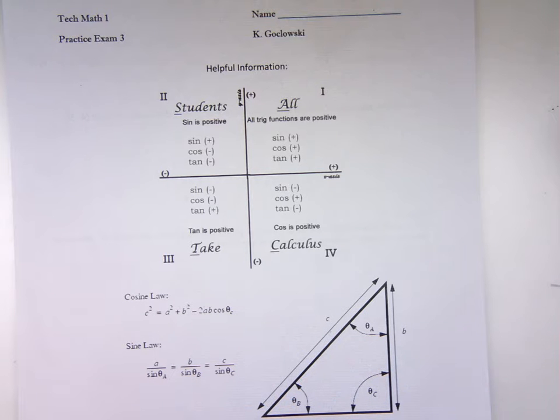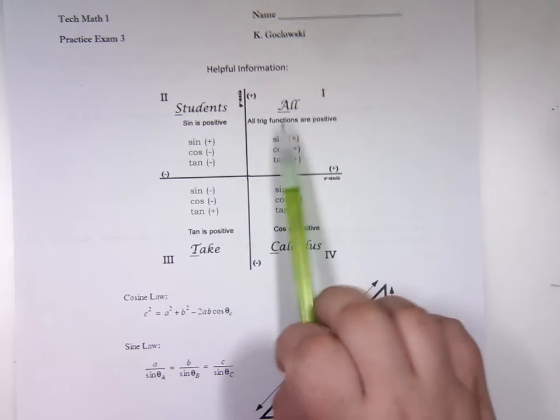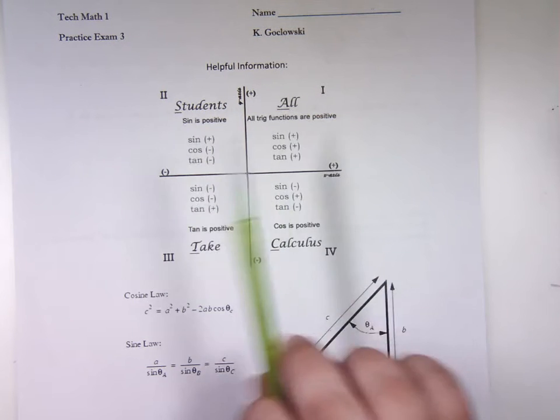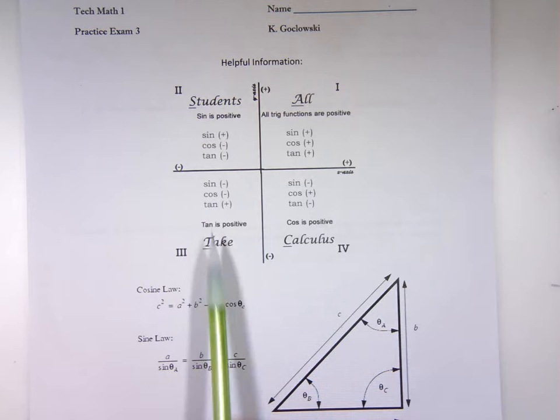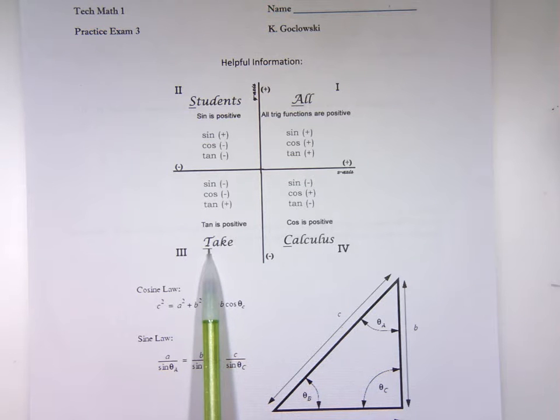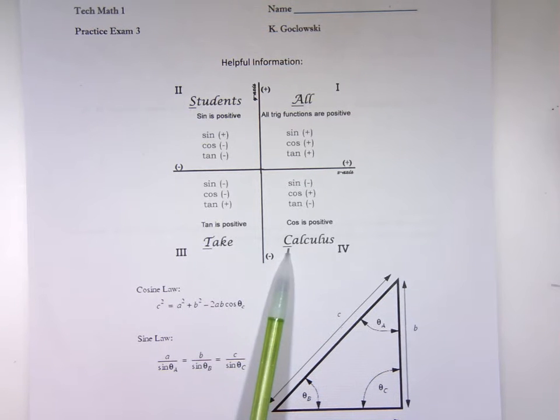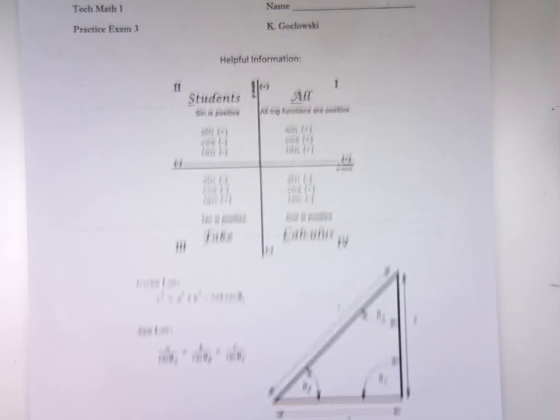So an easy way to remember this, all students take calculus. In the first quadrant, they all are. In the second quadrant, only sine is positive. In the third quadrant, only tan is positive. And in the fourth quadrant, only cosine is positive. So that's one thing to know, or you don't really have to know, but you should really just know it. It'll make your life easier.